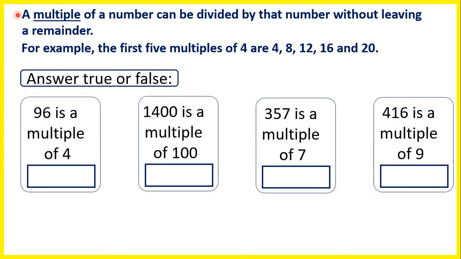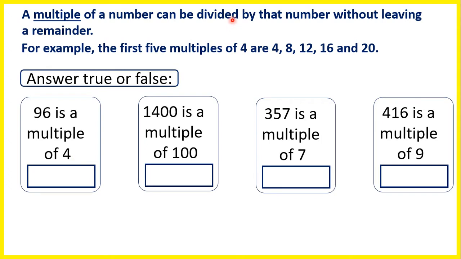A multiple of a number can be divided by that number without leaving a remainder. For example, the first 5 multiples of 4 are 4, 8, 12, 16 and 20, so numbers that are in the 4 times table. So we need to answer true or false. 96 is a multiple of 4.